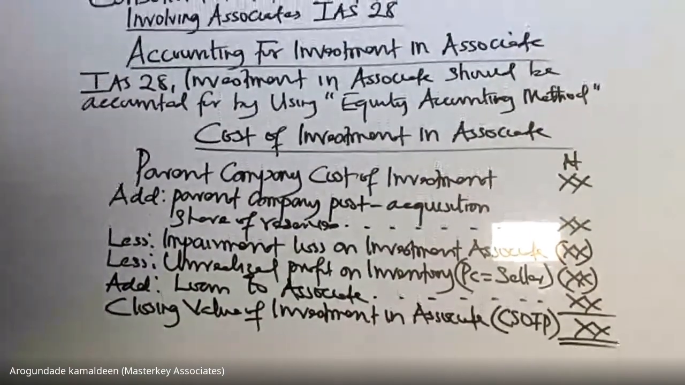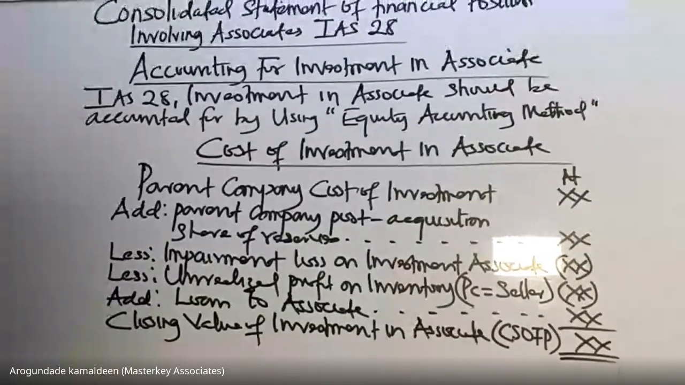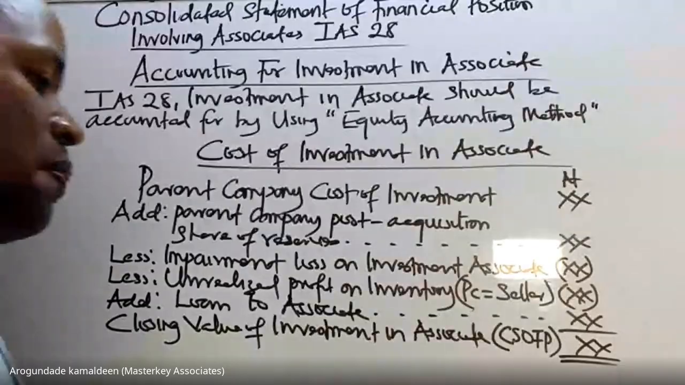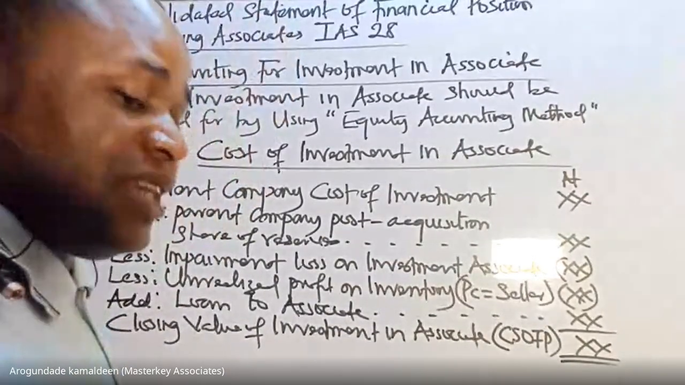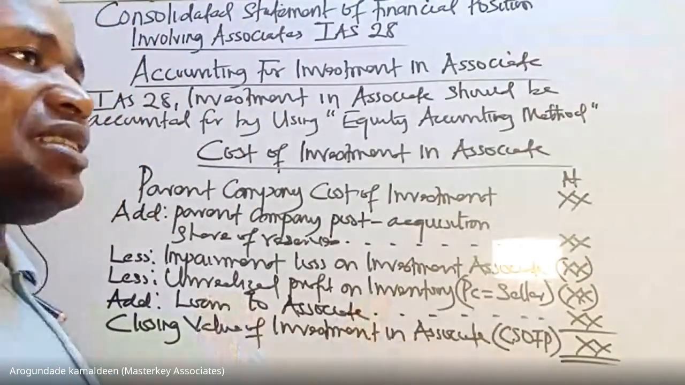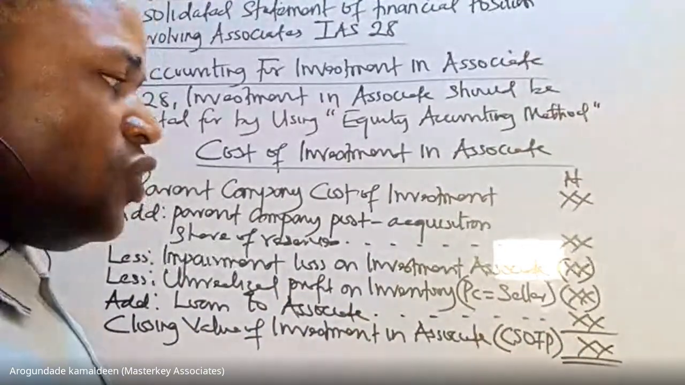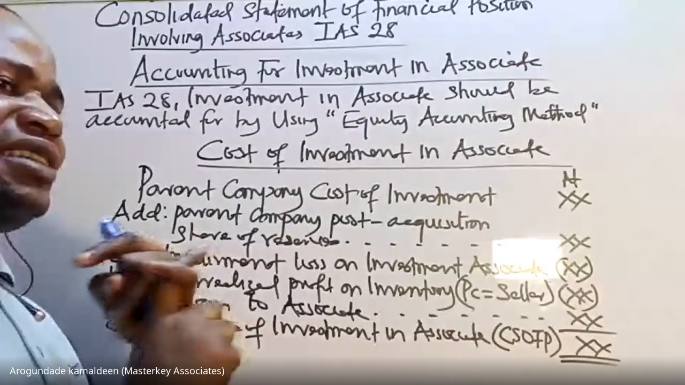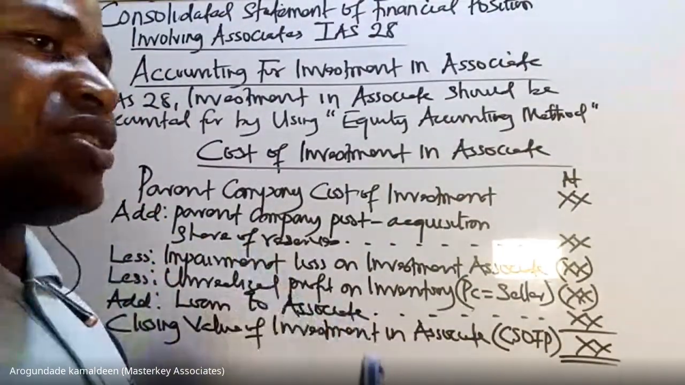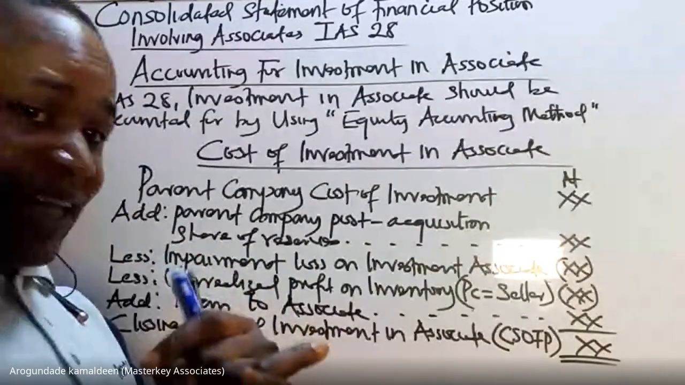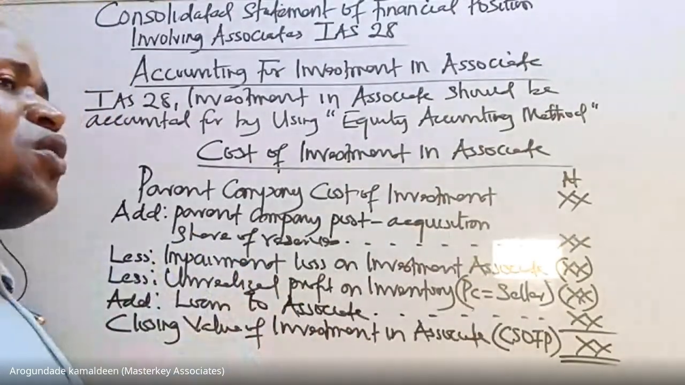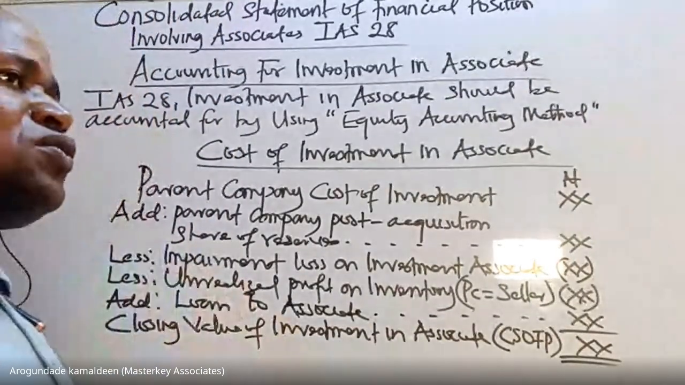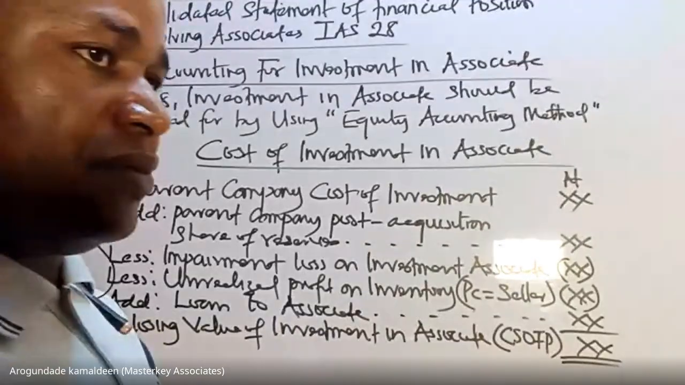The necessary adjustment that we need to talk about as regards investment in associate. Class, bear in mind that when we say consolidated financial statement alone, we are talking of three things. One, consolidated statement of profit or loss and other comprehensive income, right? Two, consolidated statement of financial position. Three, consolidated cash flow statement.